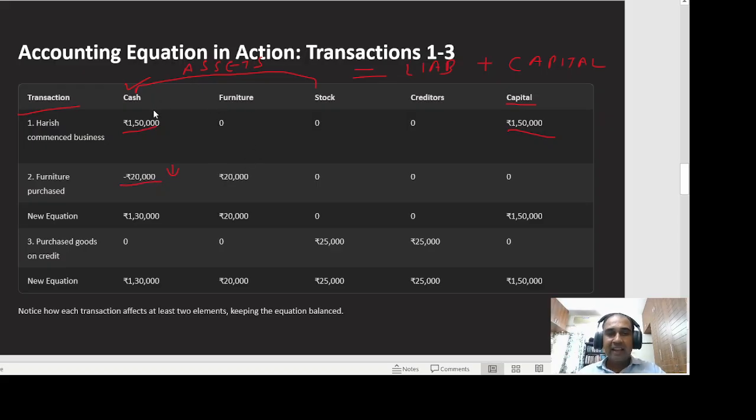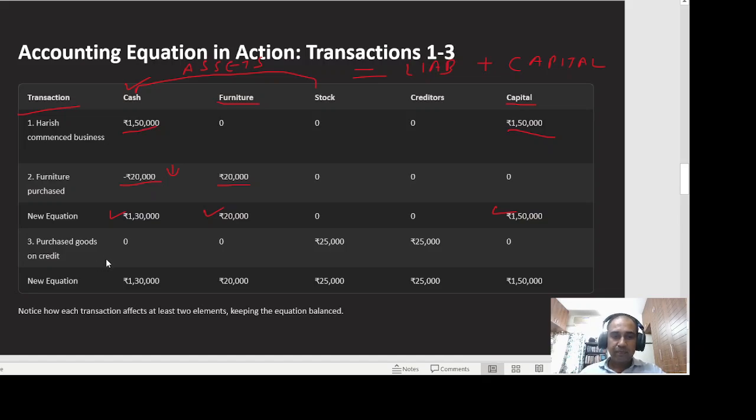See this, as and when a new asset comes, you have to include that in the column. So this was the first asset introduced. The second asset introduced will be furniture. So introduce a column called furniture and add 20,000 in this. So minus 20,000, plus 20,000. Both impacts are happening in the assets category itself. Clear? So my new equation will be: cash, I had 1,50,000 minus 20,000, so cash 1,30,000. Furniture will be 20,000 and my capital will remain intact at 1,50,000. So assets equal to liability, we don't have anything as yet, and capital will be 1,50,000.